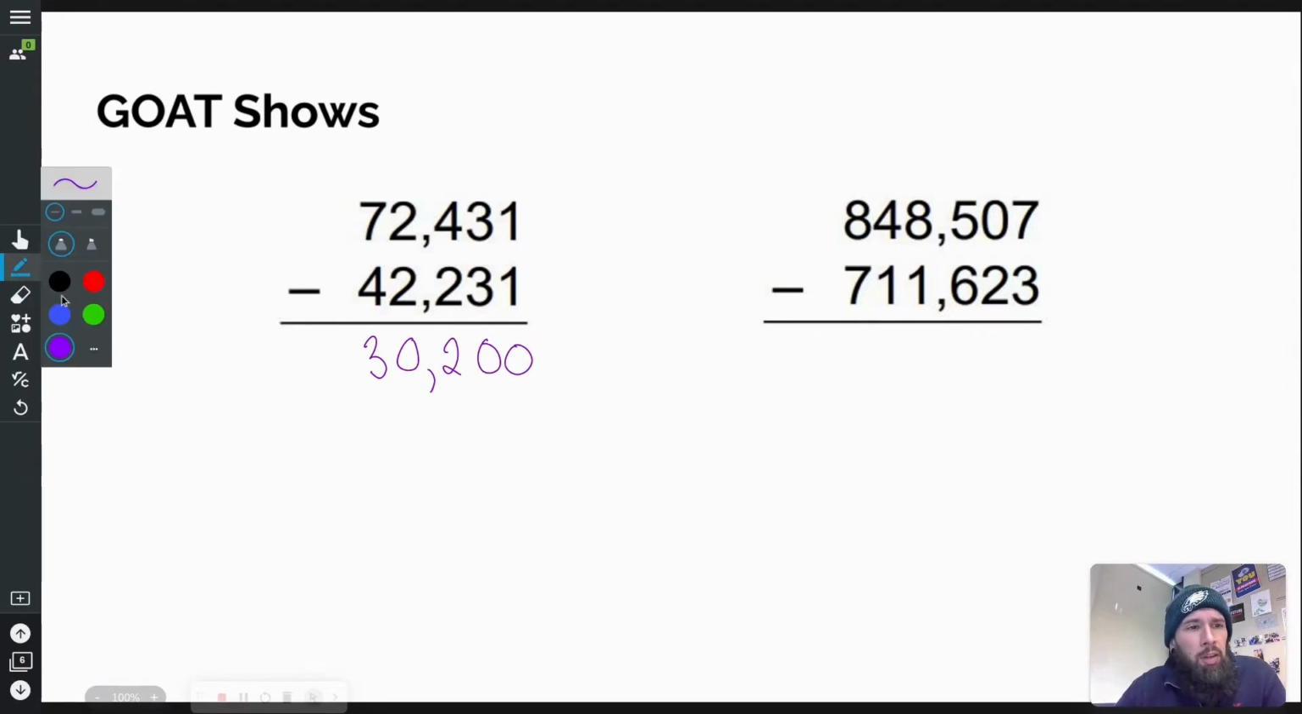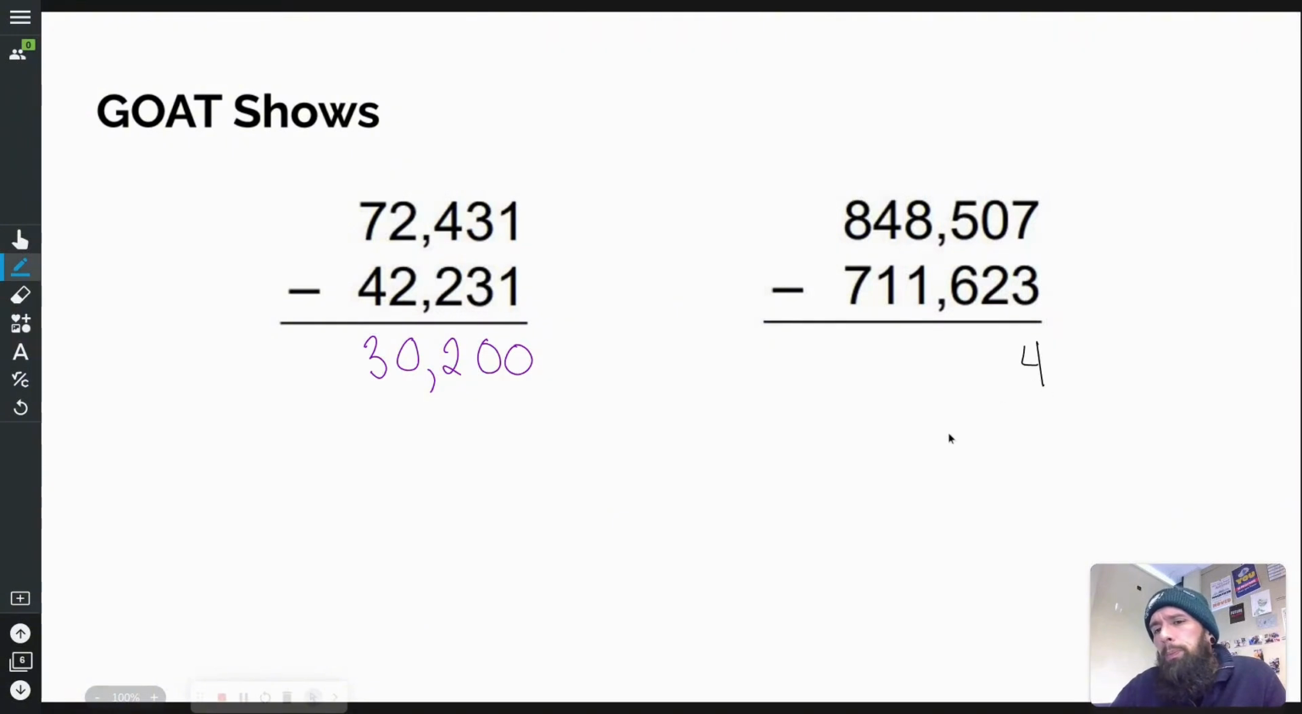I thought it was going to happen again, but it's not going to happen again. I thought there would be no borrowing again, but we're going to borrow here. 7 minus 3 is 4. 0 minus 2, you can't do it. So we borrow 1 from 5, make you a 4, and now you're 10 minus 2. 10 minus 2 is 8. 4 minus 6, can't do it. Borrow 1 from 8, make you a 7, make you a 14. 14 minus 6 is also 8.